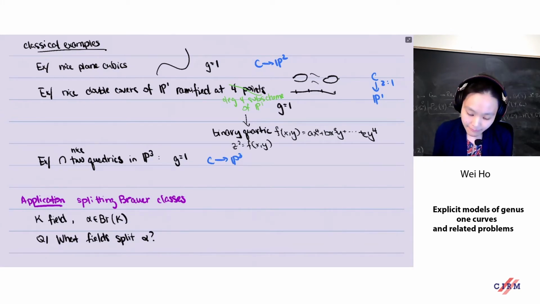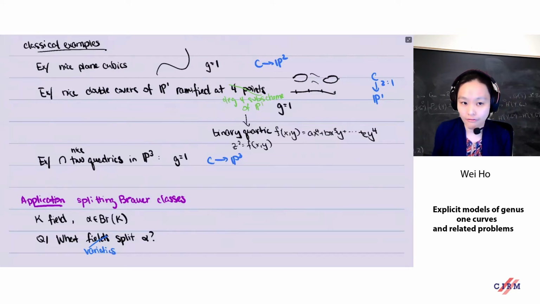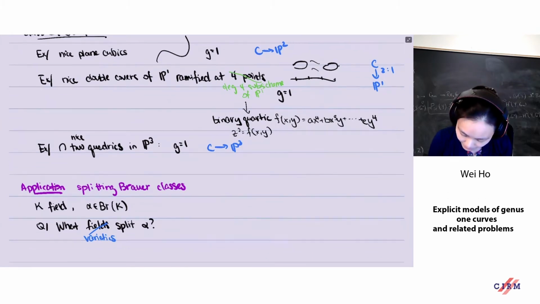So if you want to ask about fields, well, maybe if I want to make this a more geometric question, I can ask, okay, what varieties split alpha? And maybe here I just want to think about irreducible varieties to make my life a little bit easier. To think about that, it's a little bit easier to think about this all geometrically.